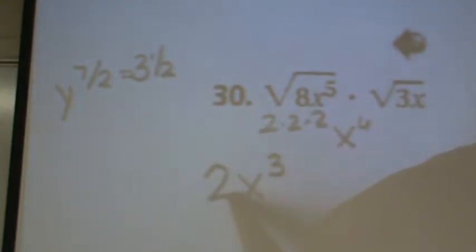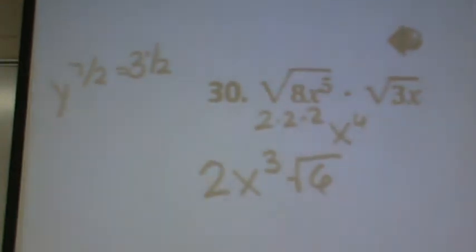Number 30. You've got 6 x's. 5 and 1 is 6, and we're looking for 2 of a kind, so that's 3 x's that are going to come out. And this is 2 2 2. So a 2 is going to come out, and 2 times 3 is 6, so 6 stays underneath.